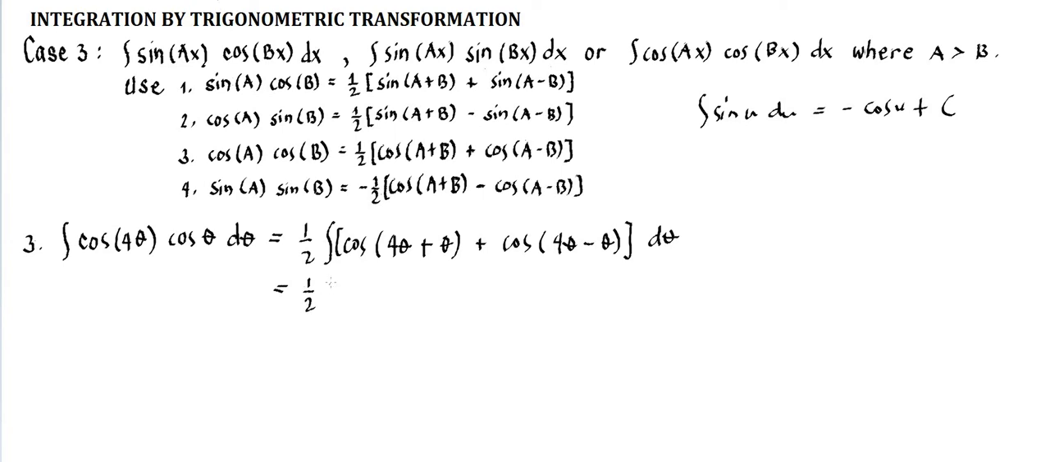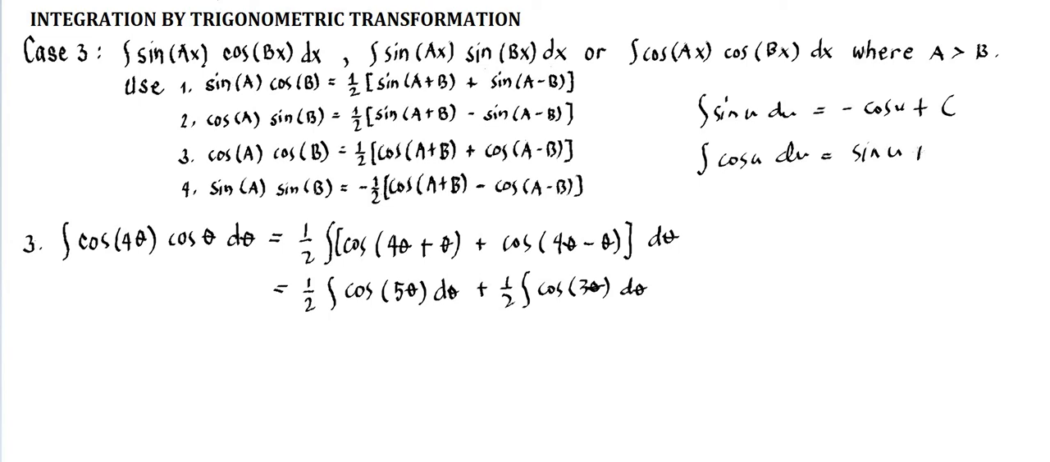So, magkakaroon tayo ng 1/2 integral of cosine of 5 theta d theta. And then, plus 1/2, ano? Integral of cosine of 3 theta d theta. Ngayon, ang integral ng cosine of u, du, equals sine of u plus c, no? Sine of u, and then plus c. So, yun yung formula na i-apply natin.